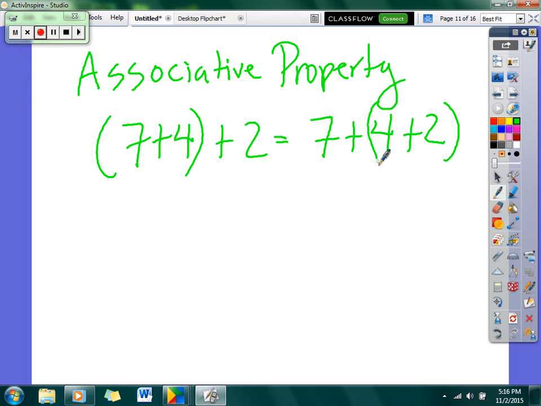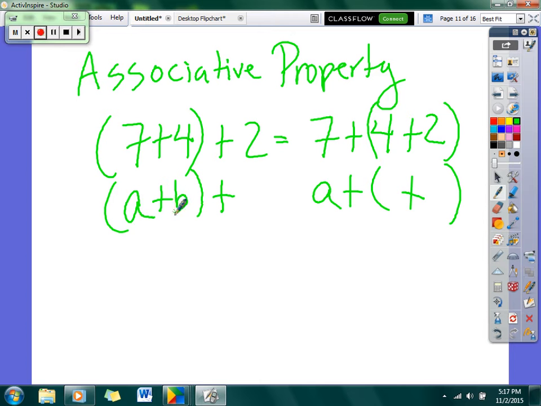If I change the order of the 4 and the 7, I would then have to use the commutative property. So make sure you are only changing the grouping and all the numbers are staying the same. So this, algebraically, whenever I see a 7, I'm going to put an A, bring down my operations, bring down my parentheses. Wherever I see a 4, I'm going to write a B. And wherever I see a 2, I'm going to write a C. So that is the associative property of addition.